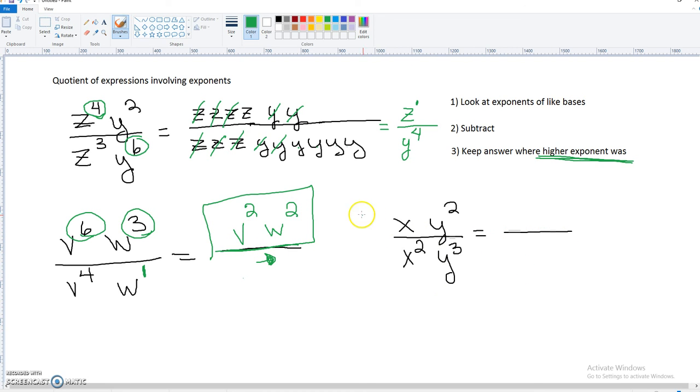Let's look at this one. We've got x over x. Remember, we've got that invisible 1, so 2 minus 1 would give us 1. 2 is bigger, and it's on the bottom, so that means our x goes on the bottom. Okay, looking at our y's, we've got 2 minus 3, or 3 minus 2, which of course gives us 1. The bigger exponent is on the bottom, so our y is going to be on the bottom.